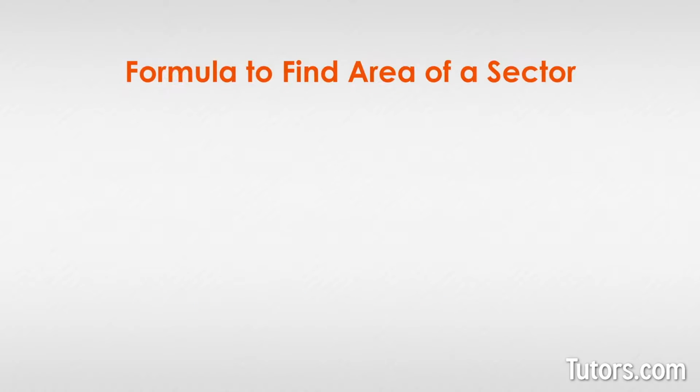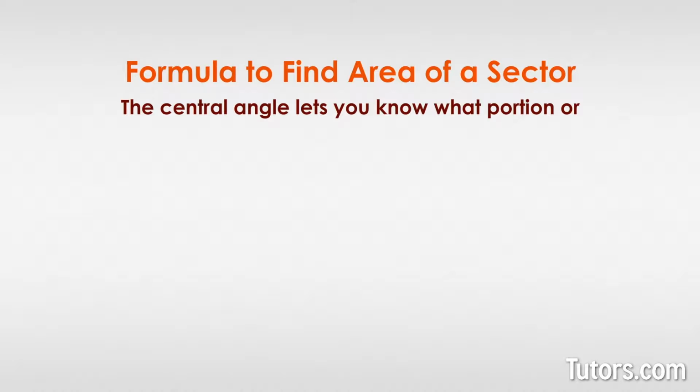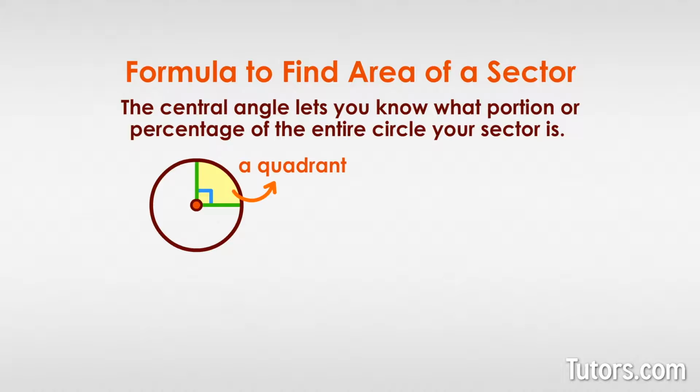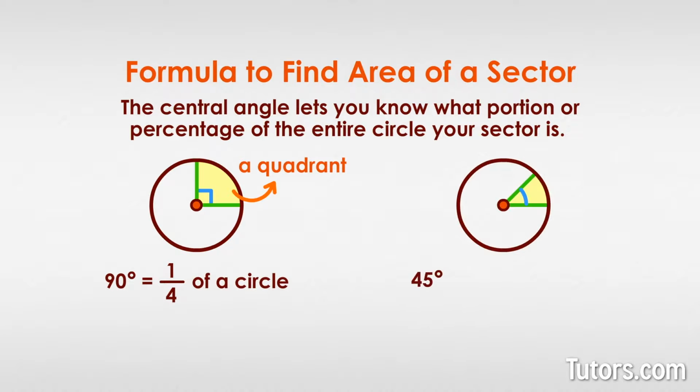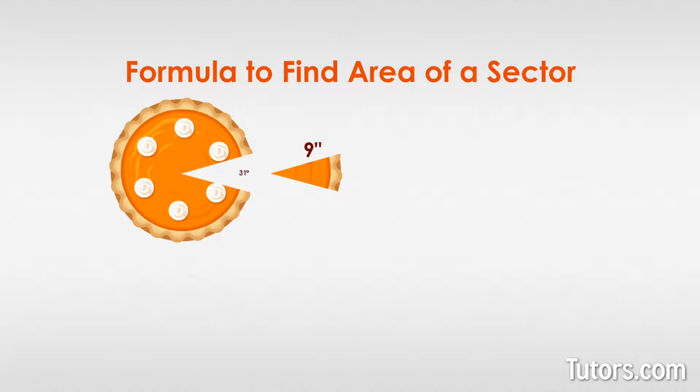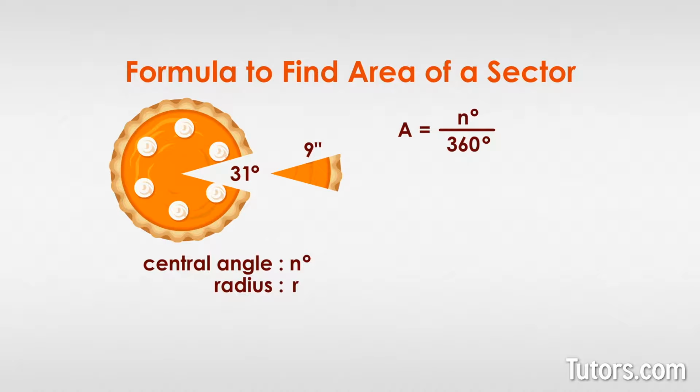Now let's go over the formula to find the area of a sector. The central angle lets you know what portion or percentage of the entire circle the sector is. A quadrant has a 90-degree central angle and is 1/4 of the whole circle. A 45-degree central angle is 1/8 of a circle. Those are easy fractions. But what if your central angle of a 9-inch pumpkin pie is 31 degrees? This formula helps you find the area of the sector if you know the central angle in degrees, n, and the radius of the circle. A equals n degrees divided by 360 degrees times pi times r squared.